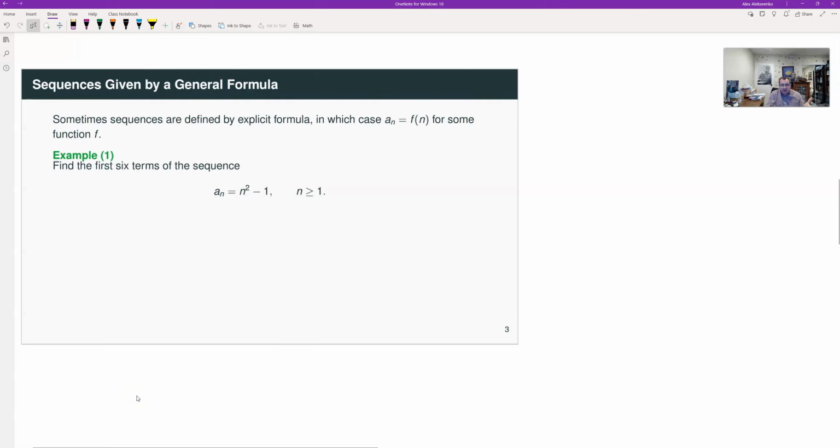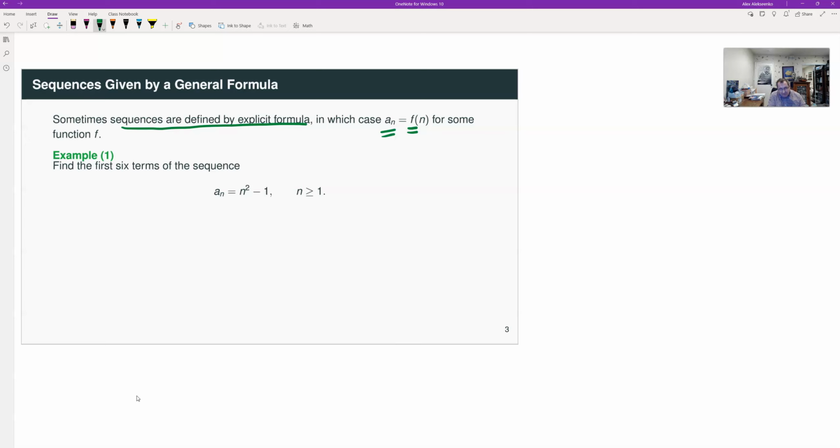How do you define a sequence? Well, in the simplest case, we define a sequence by giving that function f that allows you to compute all elements of the sequence explicitly. So if the sequence is defined by an explicit formula, then that formula is used to compute elements of the sequence.